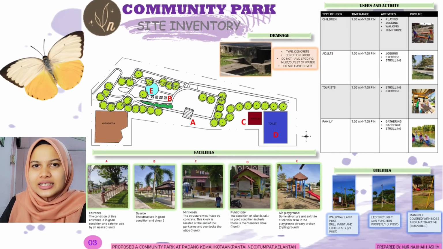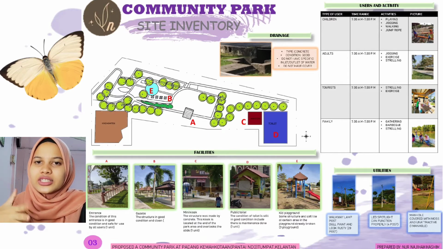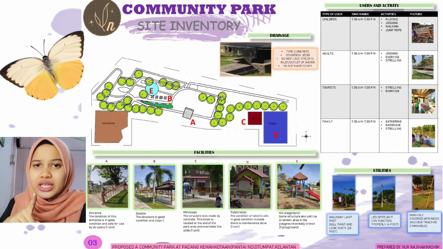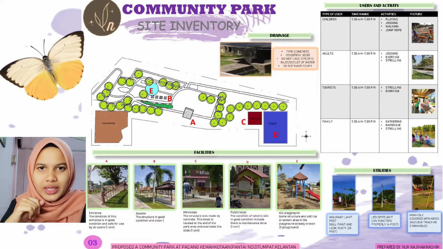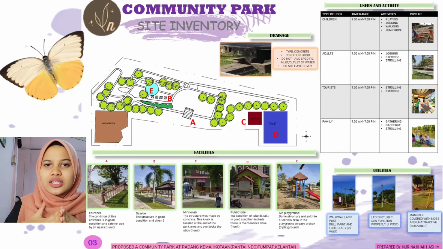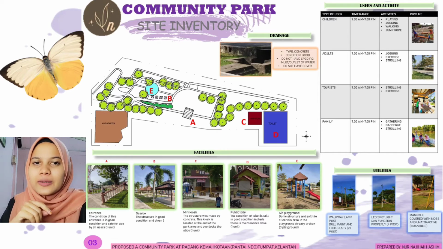The facilities at the park, first is the entrance. The entrance is in good condition and safe for use by all users. There is one unit at the park. Next is the gazebo. The structure is in good condition and clean. Next is the mini kiosk. The structure is made of concrete. The kiosk is located at the end of the park area and overlooks the slide. There is one unit at the park.